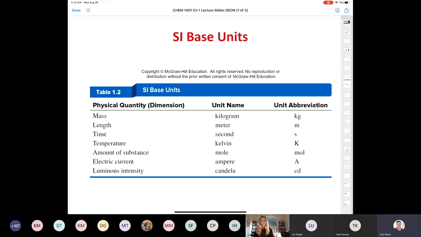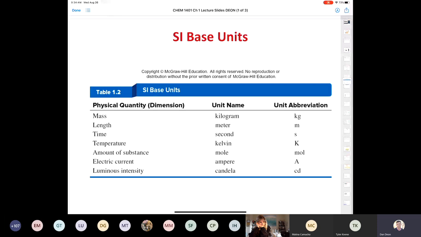All right, so let's get started by talking about the SI system. There are many ways of measuring substances and many ways to measure matter, but what we like to use in chemistry is SI units. SI stands for Système International, which is French for the international system. The international system is a system of units that is widely accepted and used by the scientific community for measuring matter. And we have the base units for the international system shown here in this table.